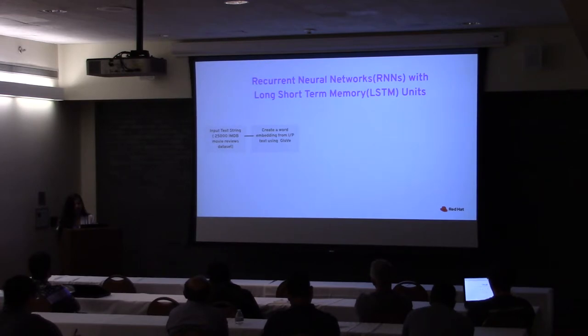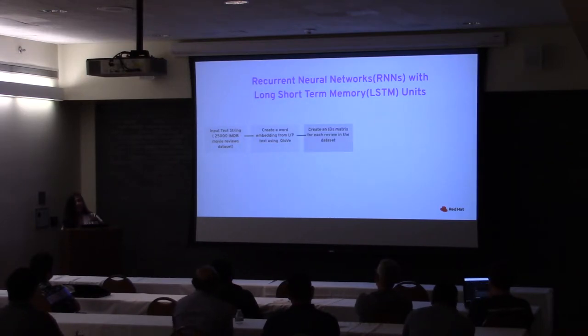And so the embedding matrix consists of one single representation for each and every word that can appear in the paragraph. Then we create an IDs matrix for each review, that consists of all the vector embeddings for each review that we are feeding in. And we then look at our recurrent neural network model.